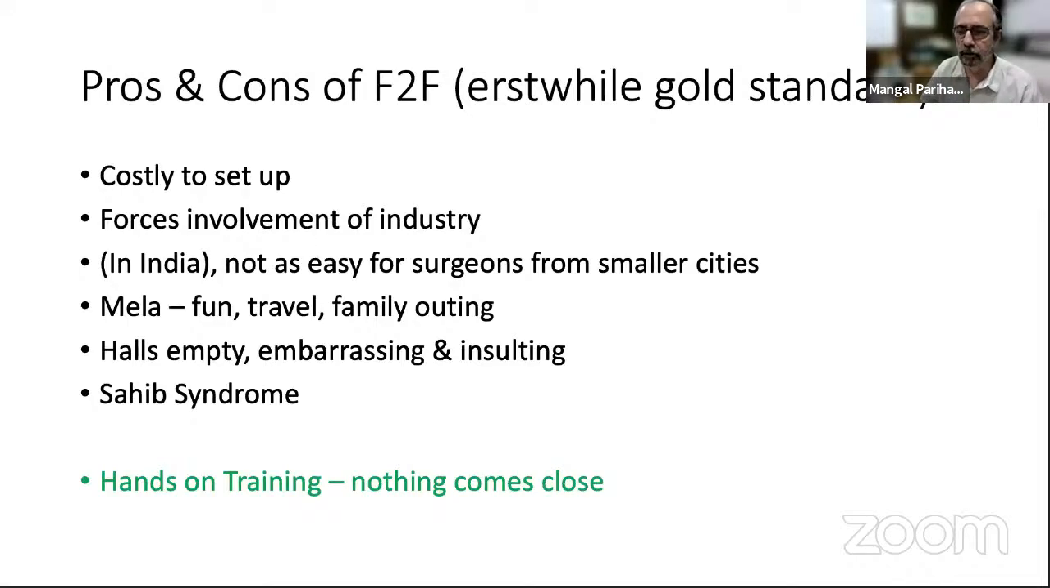And those of you who have been to some of our national meetings will have been embarrassed and insulted by finding that some of the halls, where somebody has spent a lot of time traveling from abroad maybe or from another place, you find the hall empty with 10 people, 15 people. So there are advantages to it, but really it doesn't tick all the boxes as far as education goes.